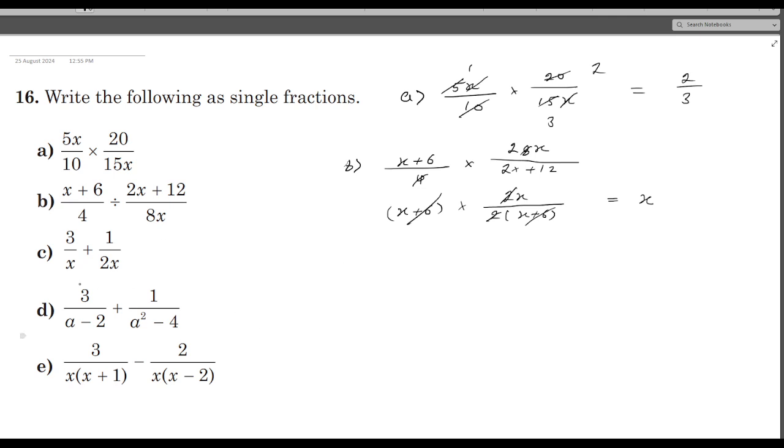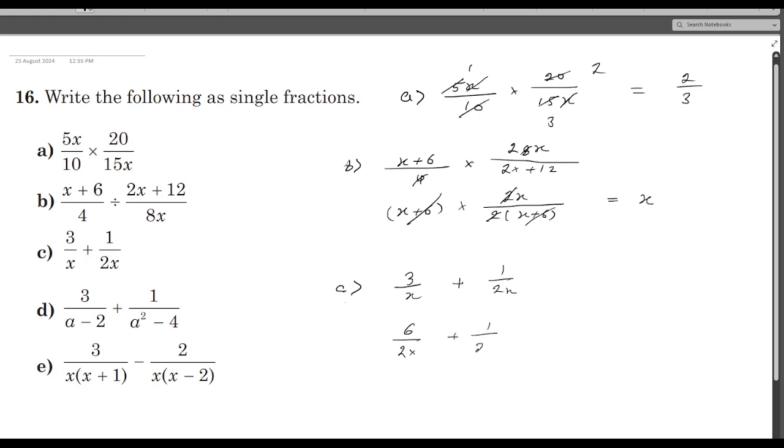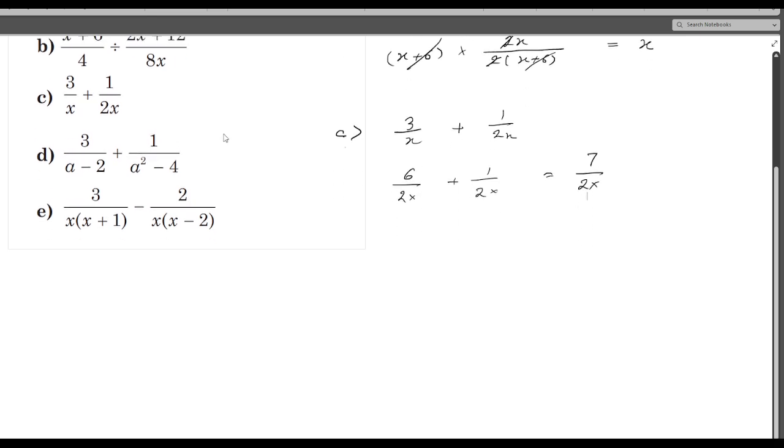Okay. Then C question. C is 3 divided by x plus 1 divided by 2x. Better this 3 divided by x I will write as 6 divided by 2x, so that my denominator is same, and therefore 6 divided by 2x plus 1 divided by 2x is 7 divided by 2x. Okay. Now D part.